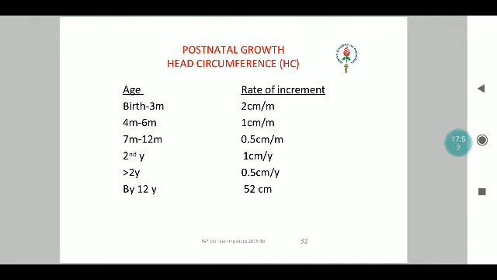Like I mentioned, head circumference at birth is 33 to 35 centimeters. In the first 3 months, it grows at the rate of 2 centimeters per month. The next 3 months at 1 centimeter per month. Between 7th to 12th month, it grows at 0.5 centimeters per month. And second year of life, I'm highlighting this, it is 1 centimeter per year. And greater than 2 years, it is 0.5 centimeters per year.